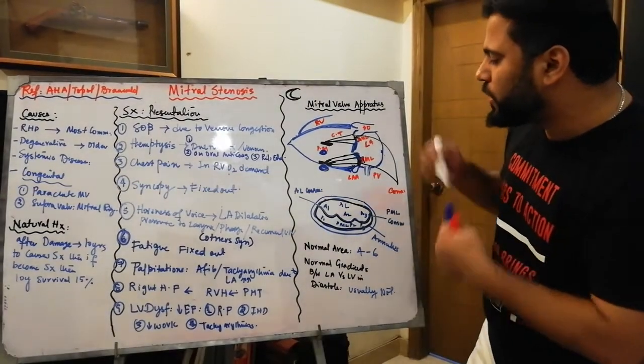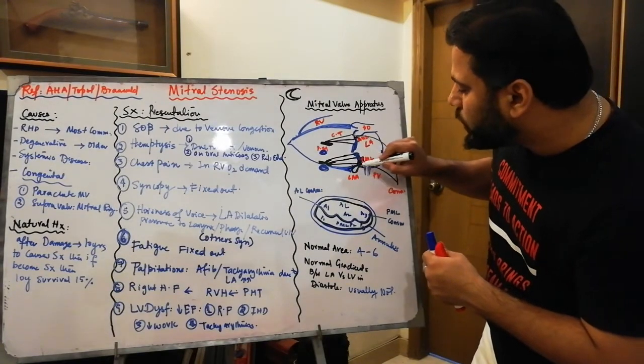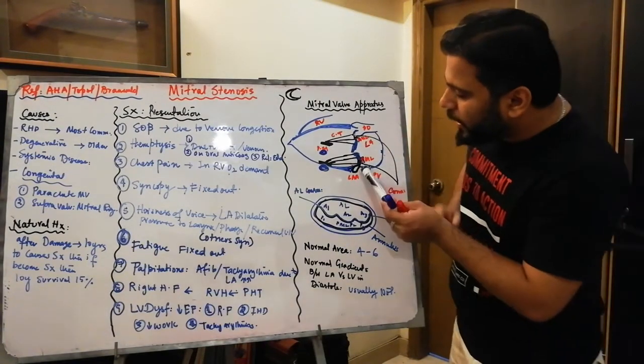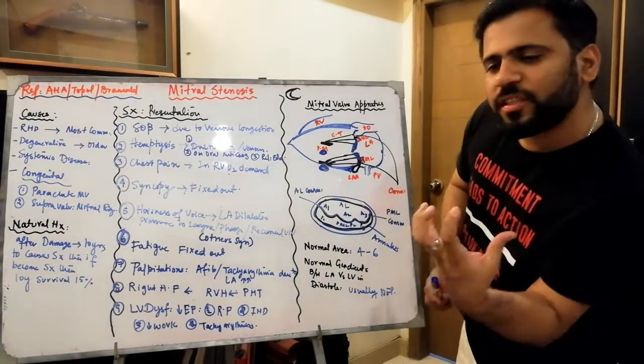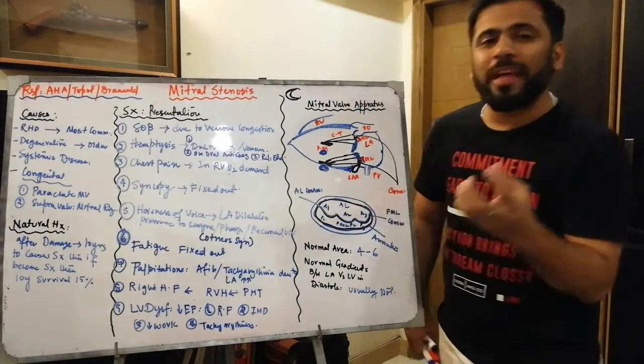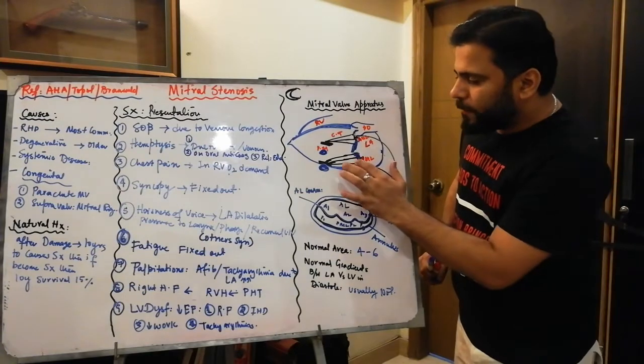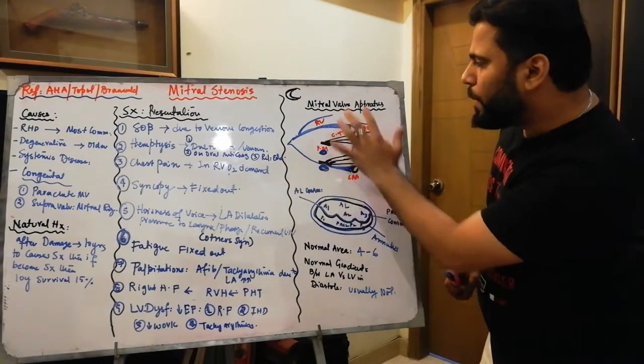Dog ear like structure is the LA appendage. There is a very narrow opening and a larger sac like structure here, known as the LA appendage. And this is the mitral valve apparatus.